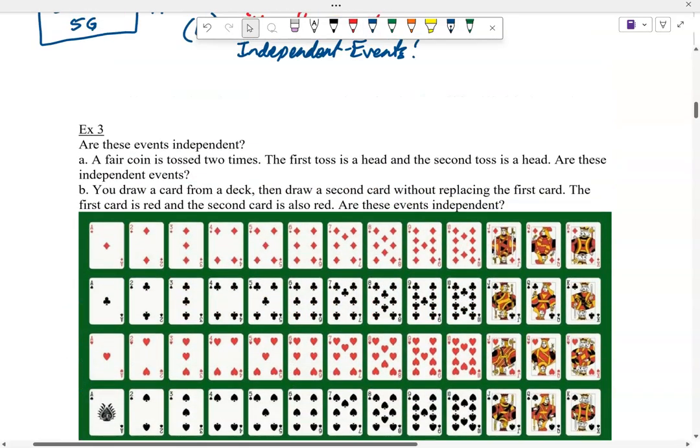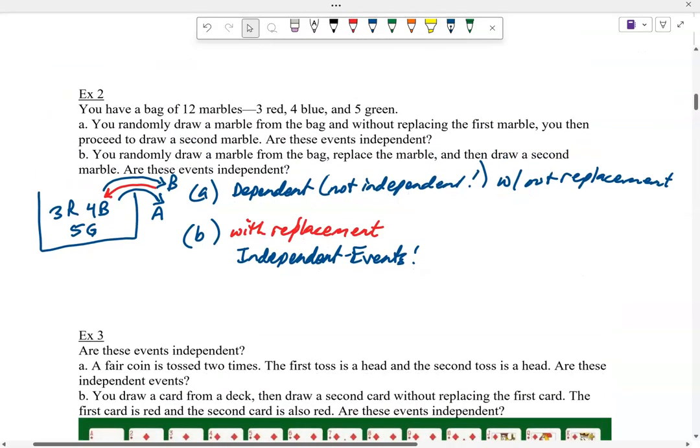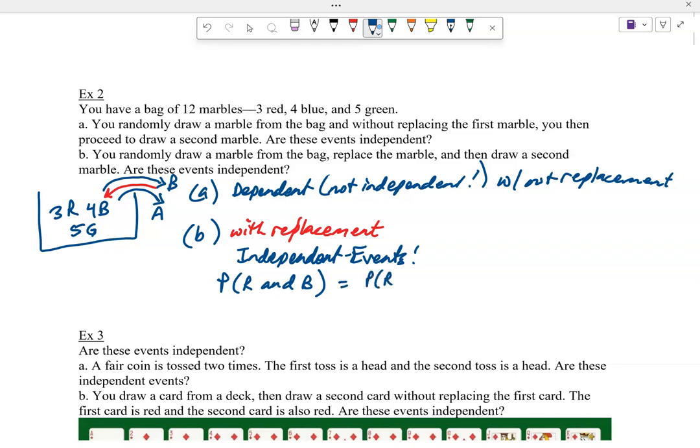You know what? Before I do this card one, let me go back up here to this one for just a second. I kind of want to revisit this scenario. Let's do part B. Let's do the probability of pulling a red and a blue. Since they're independent events, it'd be the probability of red times the probability of pulling a blue. So the probability of pulling a red out is 3 out of 12.